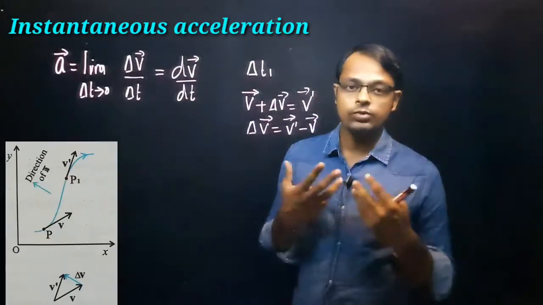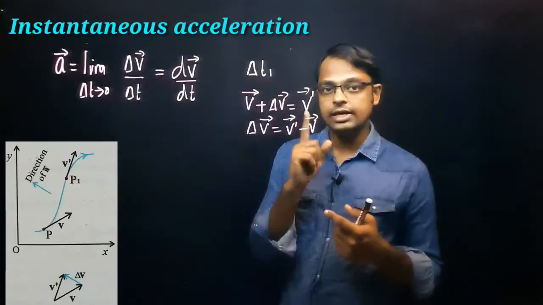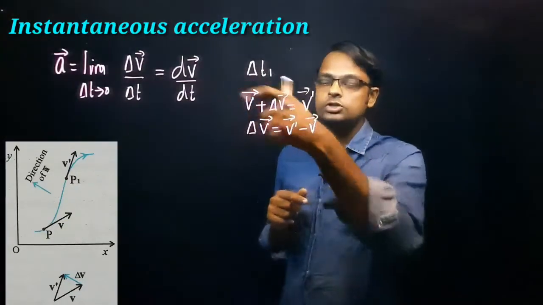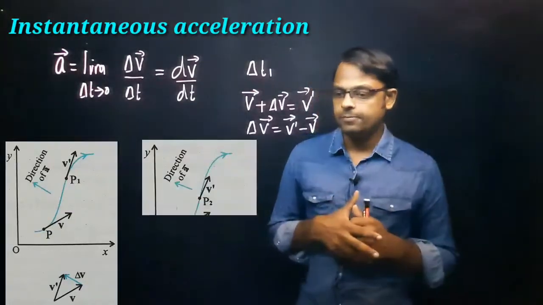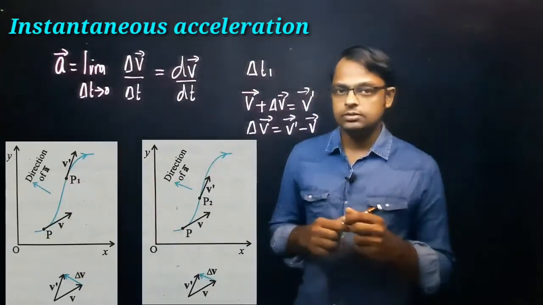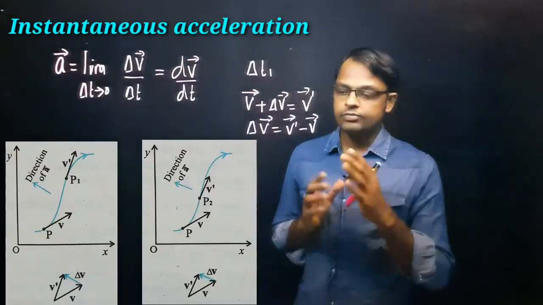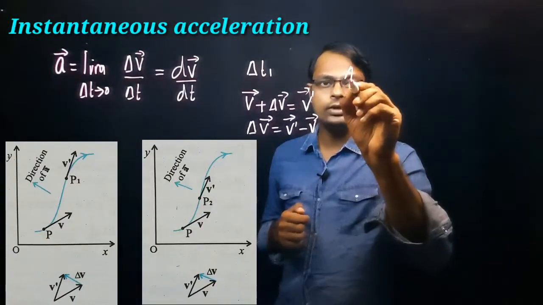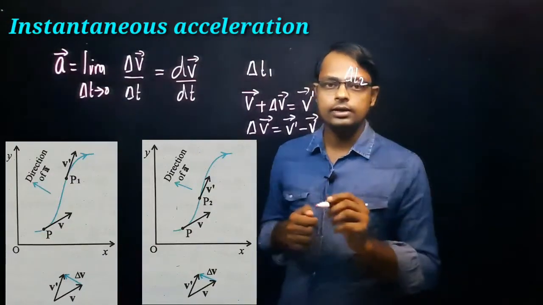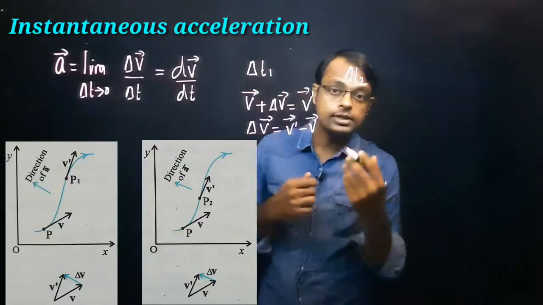So what we are proving here is that the direction of acceleration is the same as the direction of what? Change in velocity. Now look at the second picture here. In the second picture, again at a time t the position is point P, and after some time interval we are now reducing the time interval to delta t2. Delta t2 is less than delta t1.